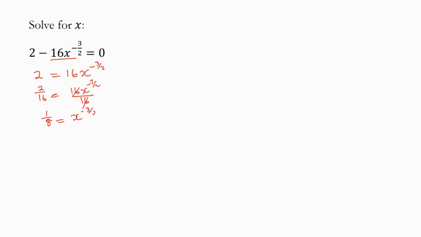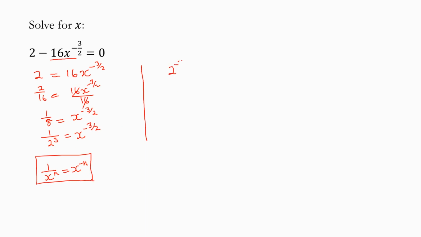negative 3 over 2. And then we know that 8 is 2 to the power 3. 1 over 2 to the power 3 is equal to x to the power negative 3 over 2. And then remember, 1 over x to the power n is just the same as x to the power negative n. Remember that. Okay, so we're going to use it here. So it's 2 to the power negative 3 is equal to x to the power negative 3 over 2. Right, now we want to find x.